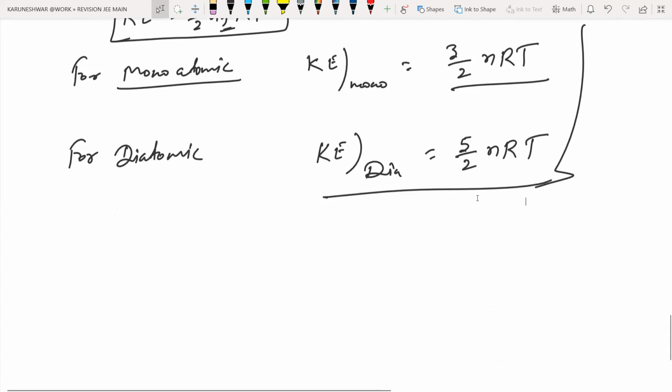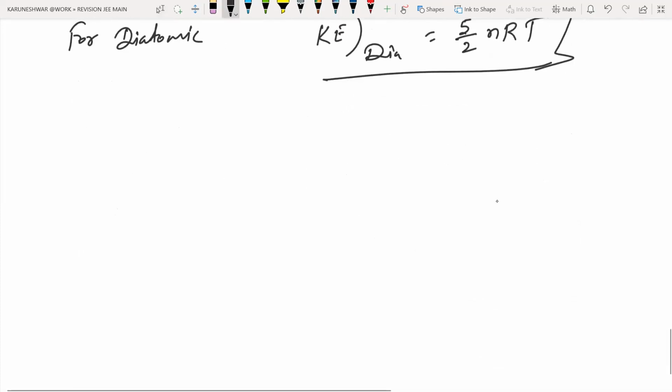Now we have molar specific heat in gases. How can we relate that? Let's see this next.